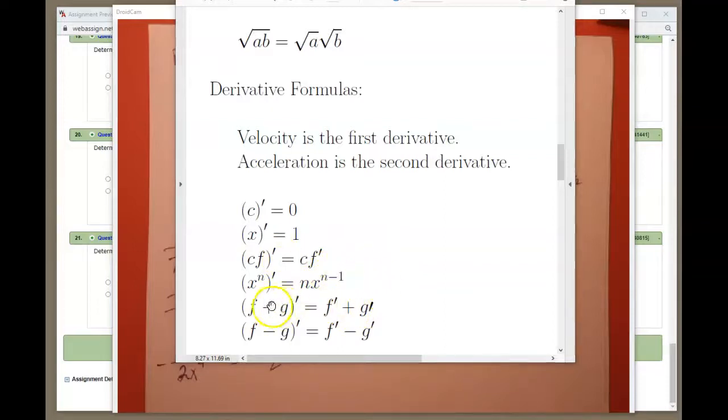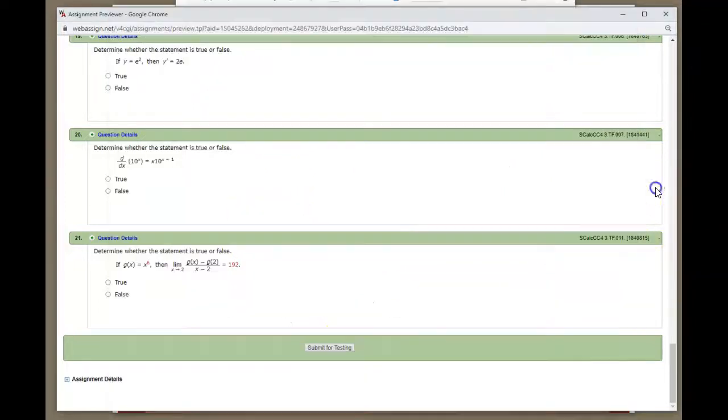For the last two, if you can take the derivative of f and you can take the derivative of g, if you add them together, you can take them separately. If you subtract them, you can take them separately. So these are our first few formulas. We'll have a product rule and a quotient rule, but that comes in the next section. So this is what we're working with in this section.